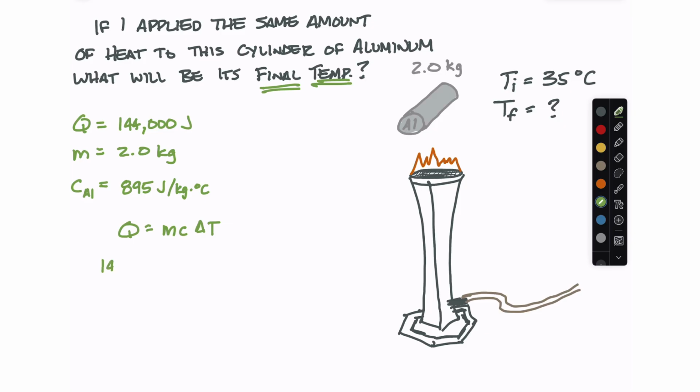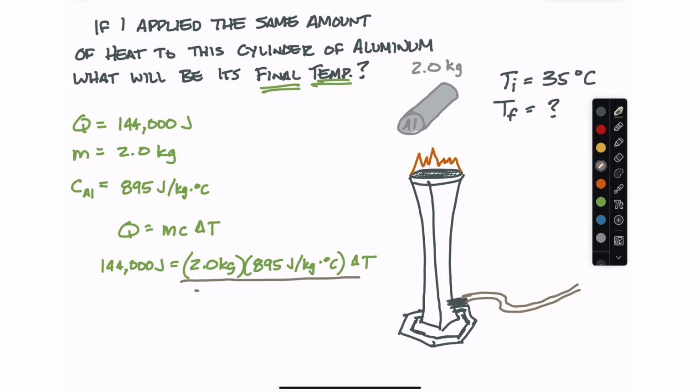So 144,000 joules equals 2 kilograms times 895 joules per kilogram degree Celsius times delta T. I'm going to leave the variable in since I don't know the value. And of course, the next step is to divide both sides by that 895 and that 2 kilograms. And when we do that, we will be left with just delta T.